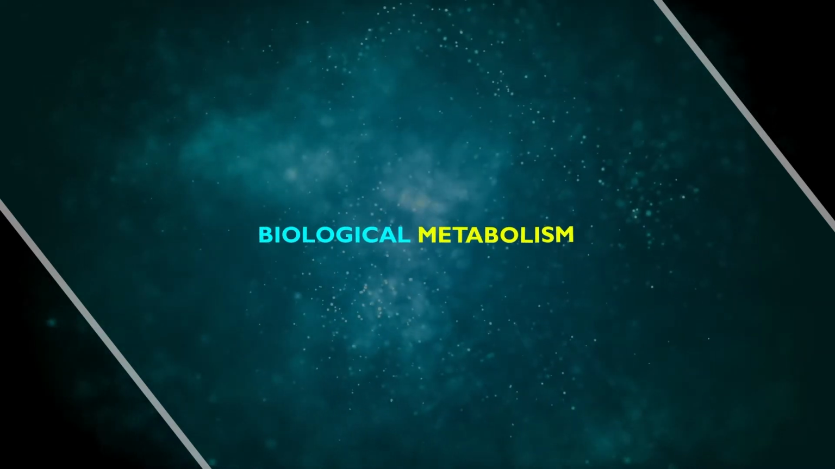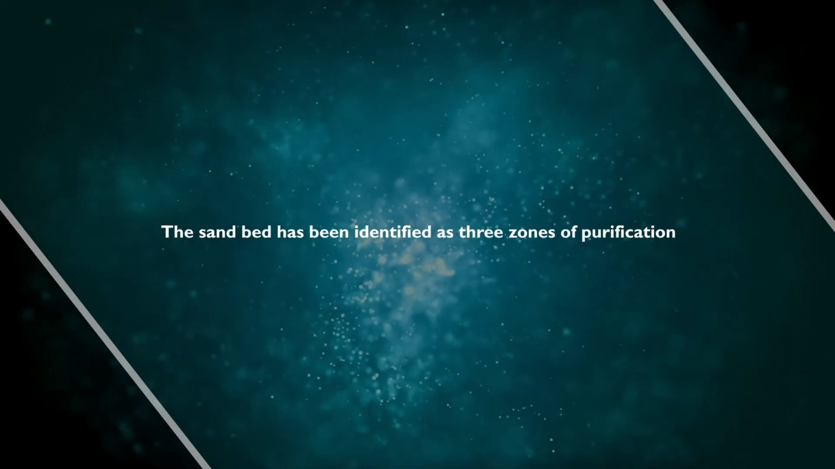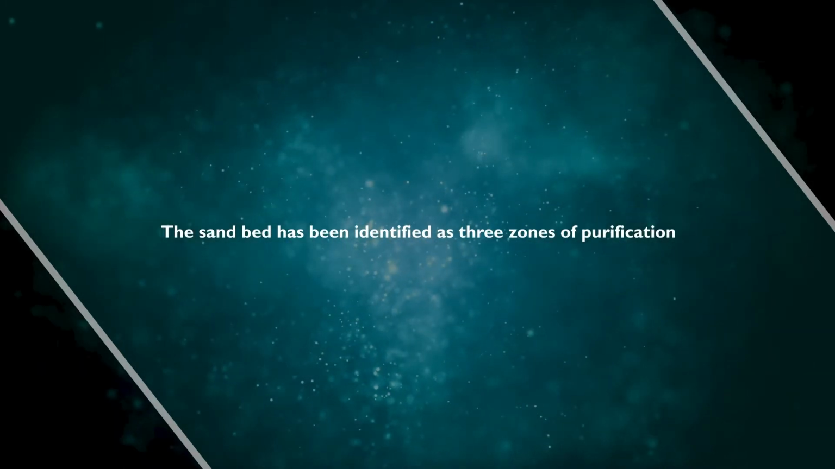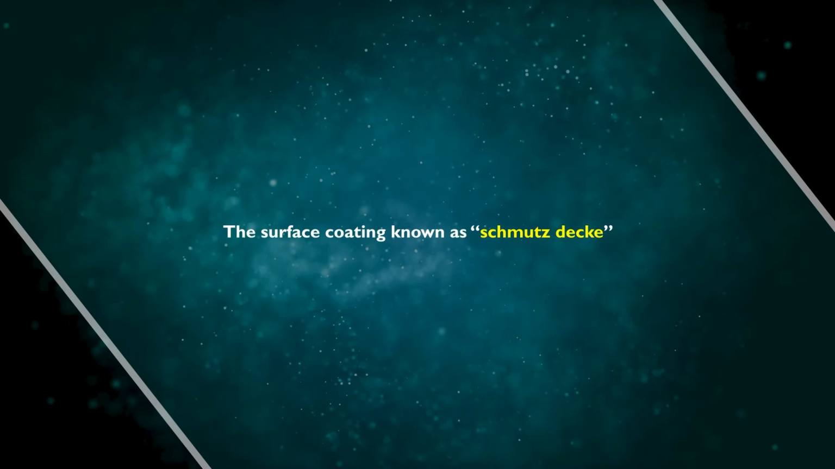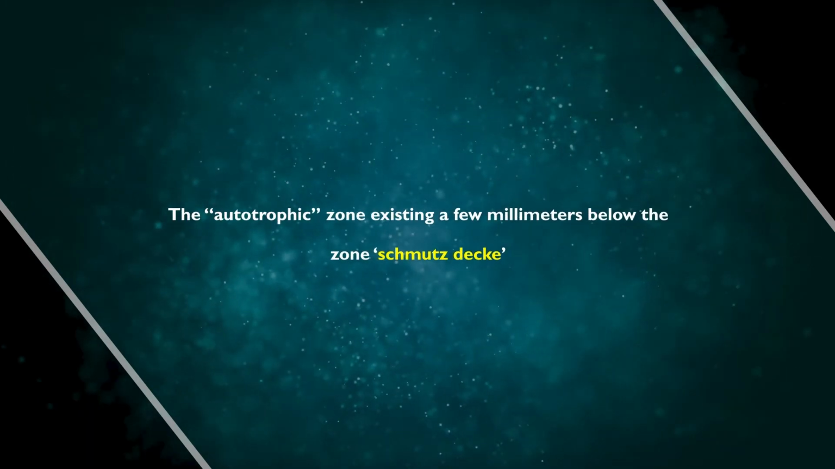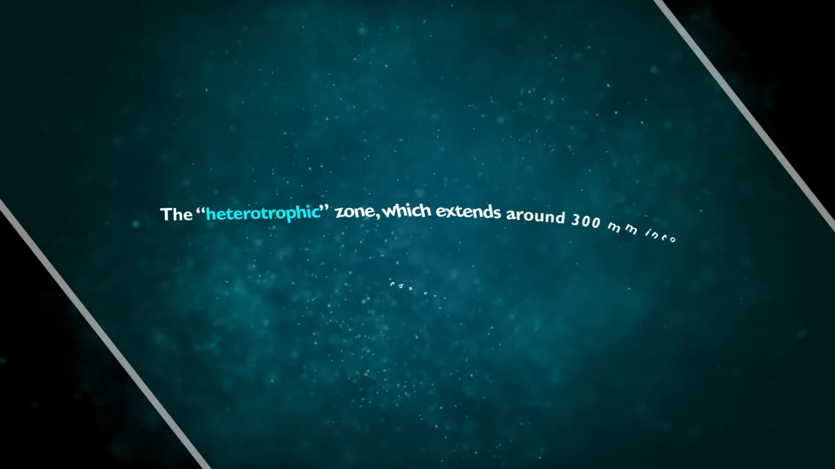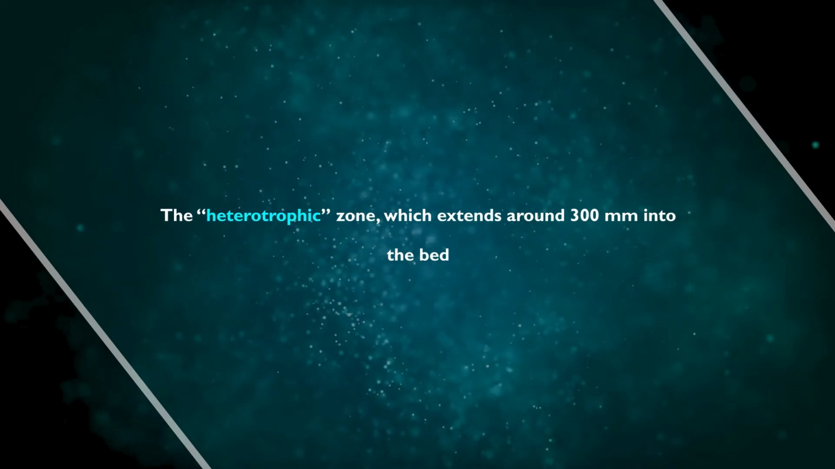Third one is the biological metabolism process. The sand bed has been identified as having three zones of purification: the surface coating, known as the schmutzdecke; the autotrophic zone, existing a few millimeters below the schmutzdecke; and the heterotrophic zone, which extends around 300 mm into the bed.